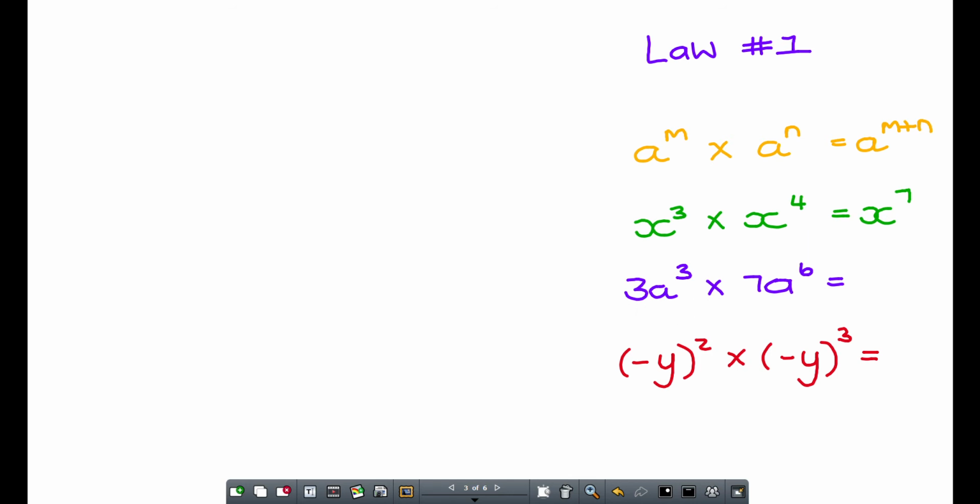Coefficients. Okay, now let's first sort out the bases and exponents. Bases are the same. Are we multiplying? Yes. So what do I do with exponents? I add them. Okay, now my final question is, what do I do with those coefficients? I just multiply them. And 3 times 7 gives me 21.